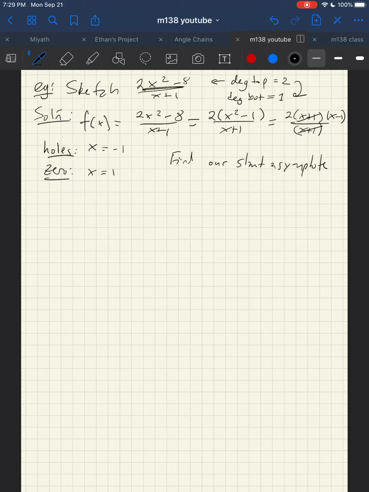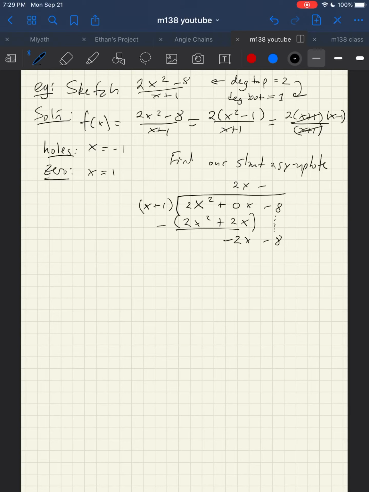So to find the slant asymptote, we're going to go back to the original numerator and just do long division. The original numerator is 2x squared plus 0x minus 8, and the denominator is still x plus 1. So how many times does x go into 2x squared? It goes in there 2x times. So we have 2x squared plus 2x. Subtract, we have 2x squared minus 2x squared is nothing. Then we have 0x minus 2x gives us -2x. We bring down the minus 8.